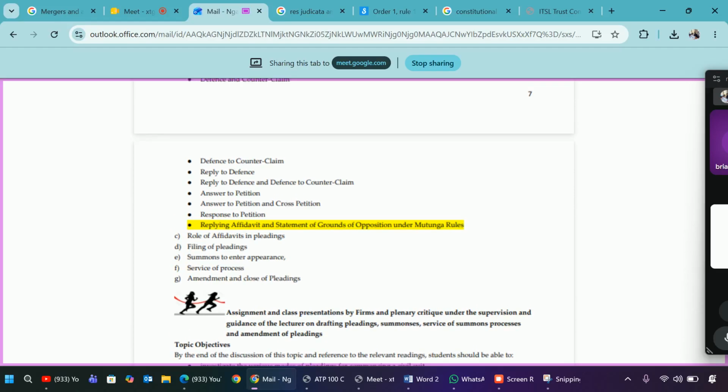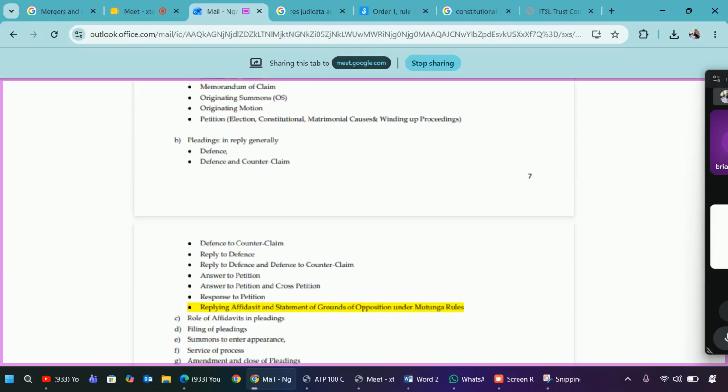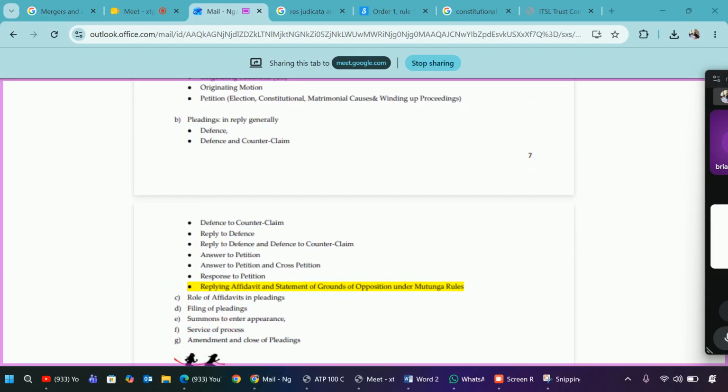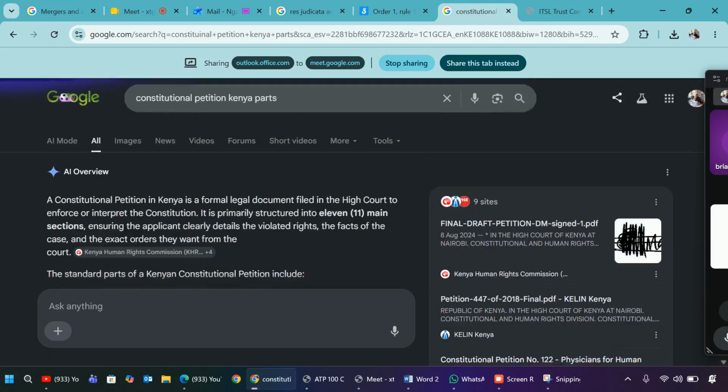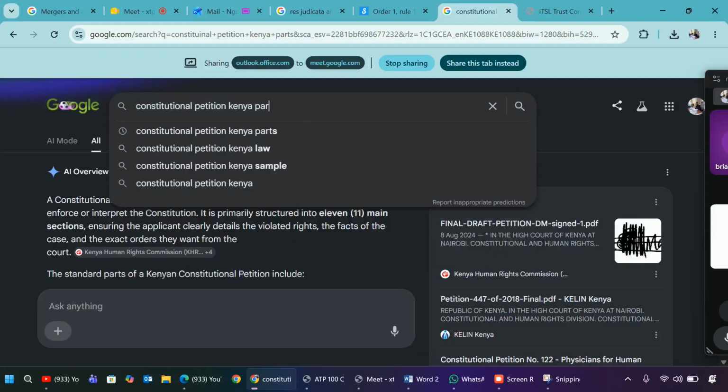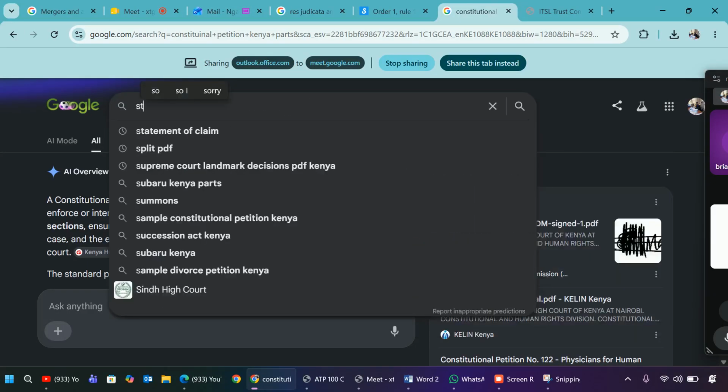Okay. Statement of grounds of opposition. Let us look at that. Statement of grounds of opposition.